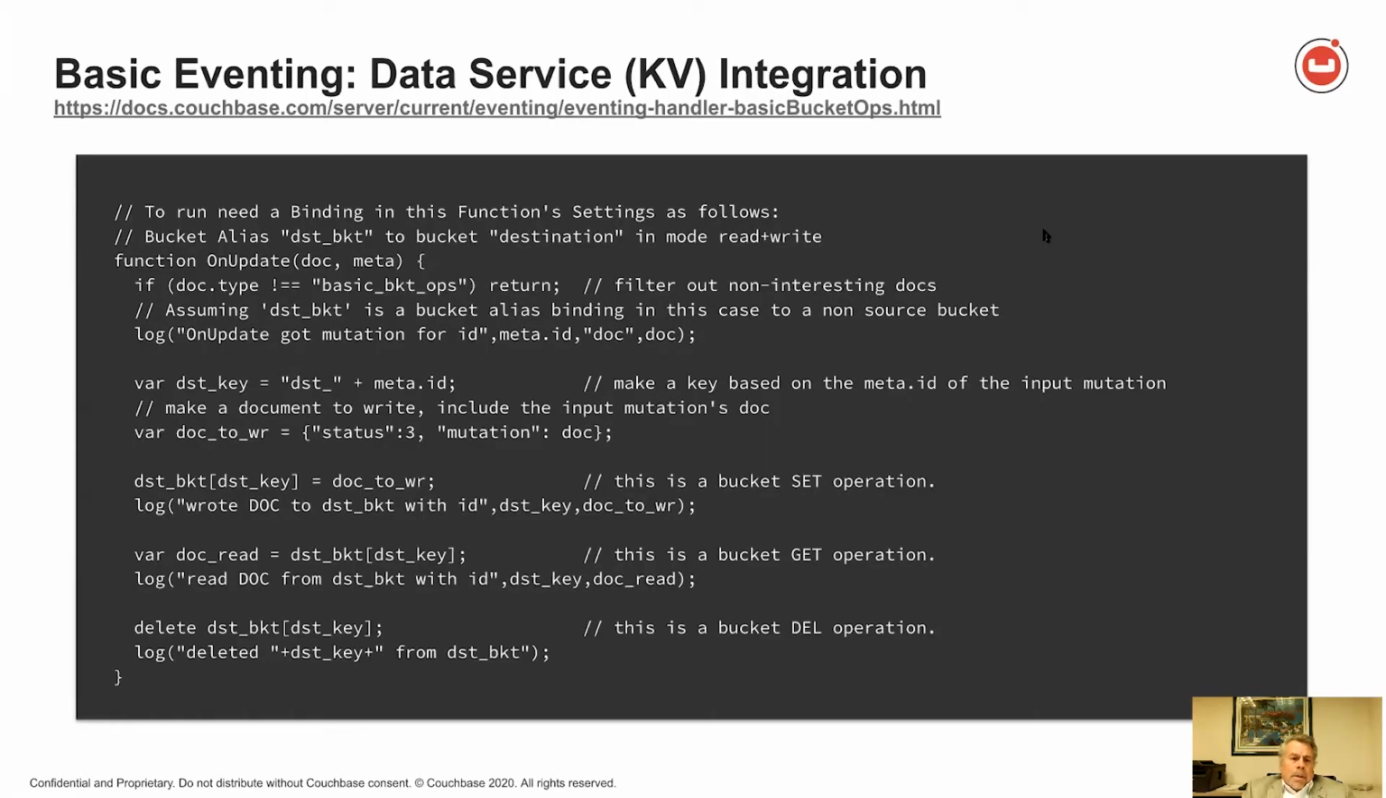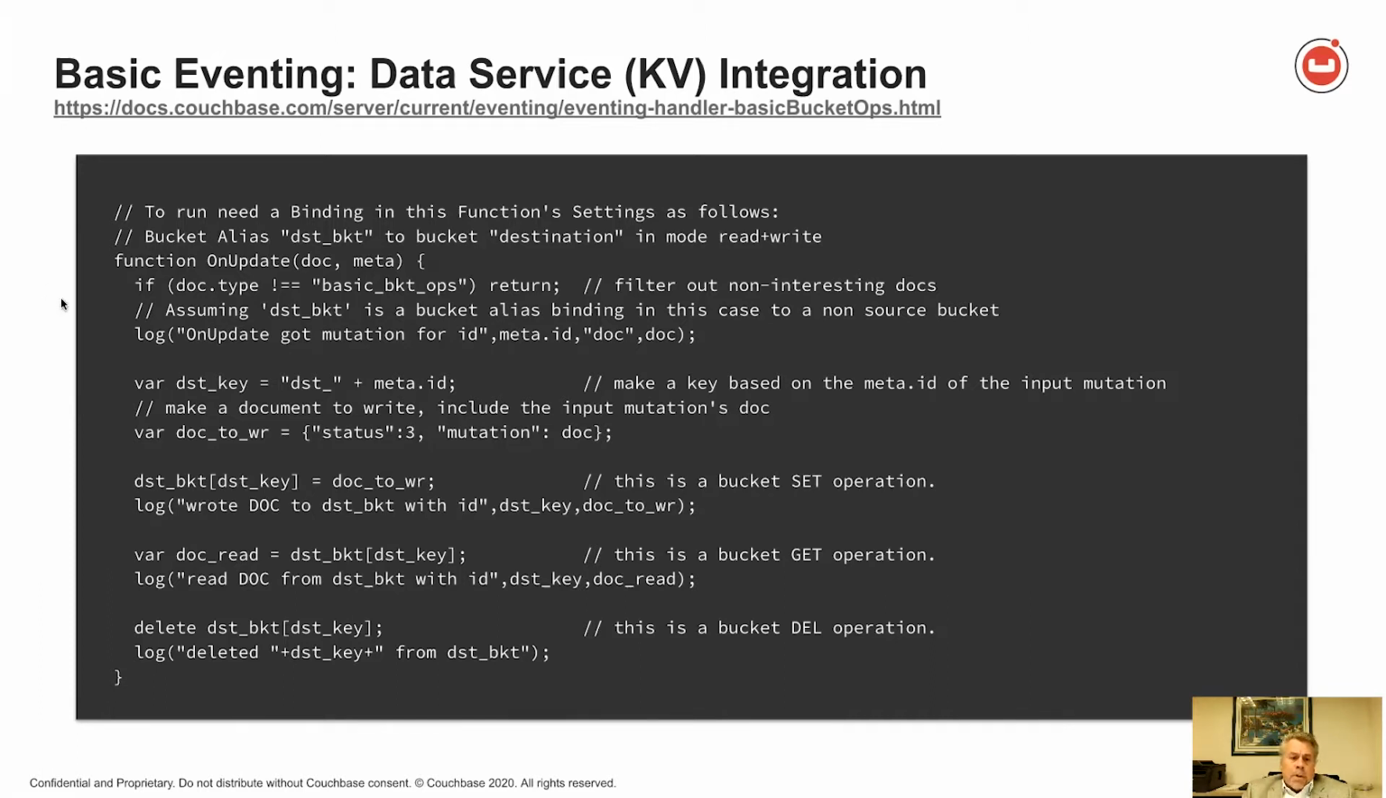So here's the basic eventing data service integration. These are your basic bucket ops. The on update is an entry point. So every mutation in the source bucket that you're listening to will actually call this entry point, which is just a JavaScript function. And then typically a user will filter out and only look at what they want to see.